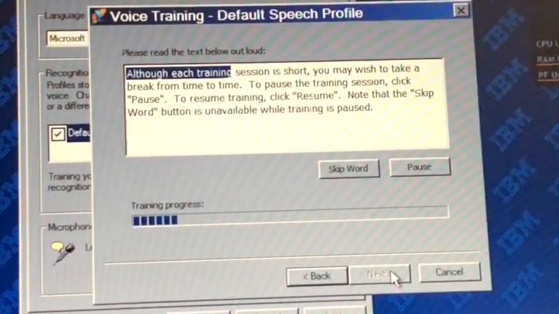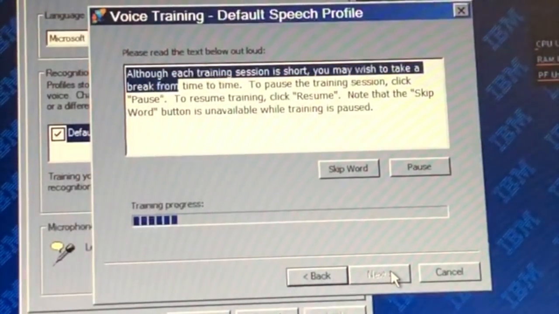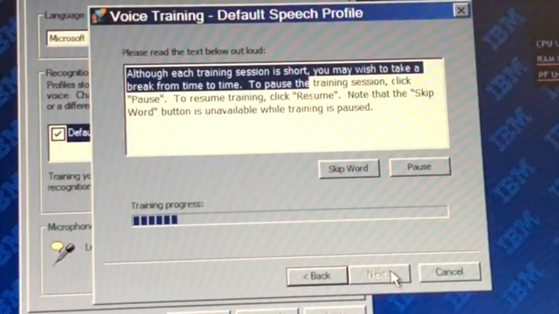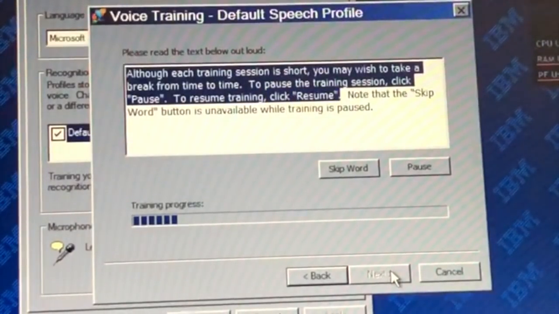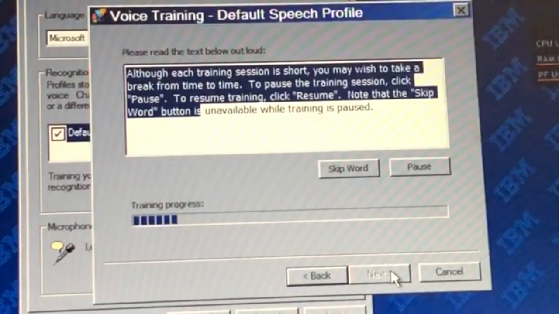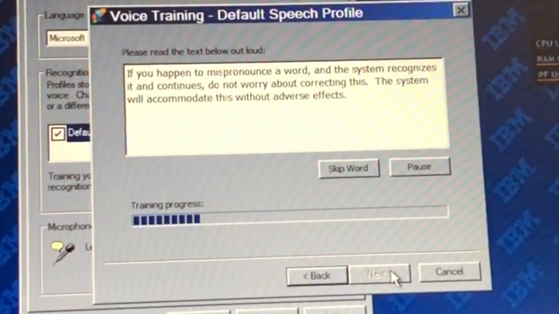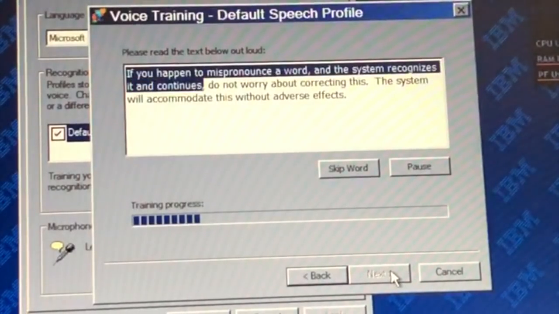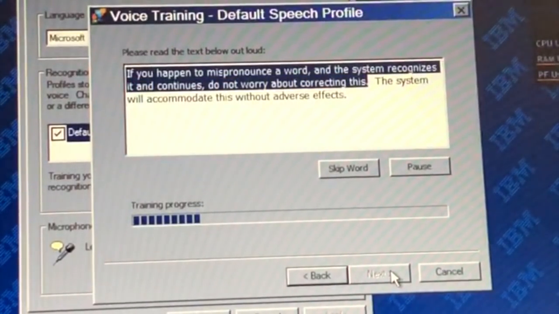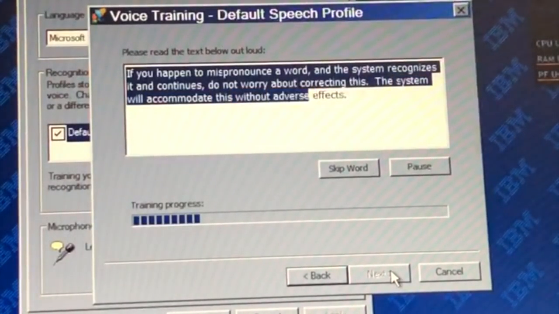Although each training session is short, you may wish to take a break from time to time. To pause the training session, click Pause. To resume training, click Resume. Note that the Skip Word button is unavailable while training is paused. If you happen to mispronounce a word and the system recognizes it and continues, do not worry about correcting this. The system will accommodate this without adverse effects.